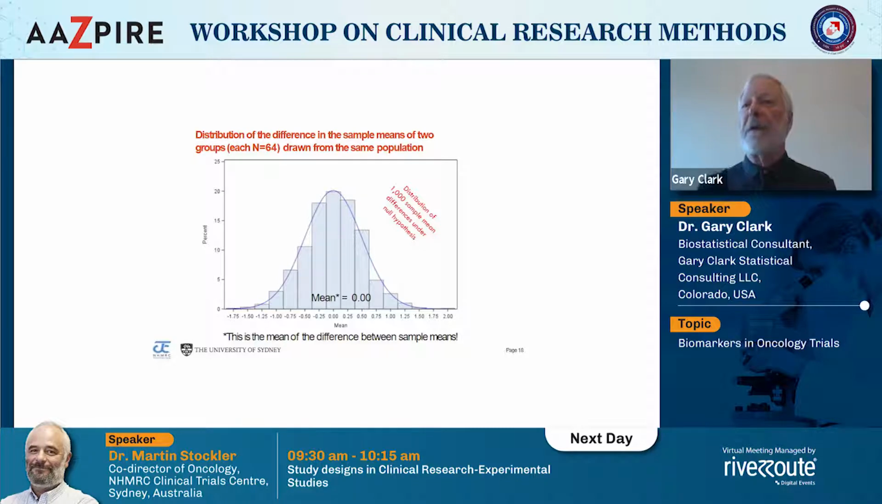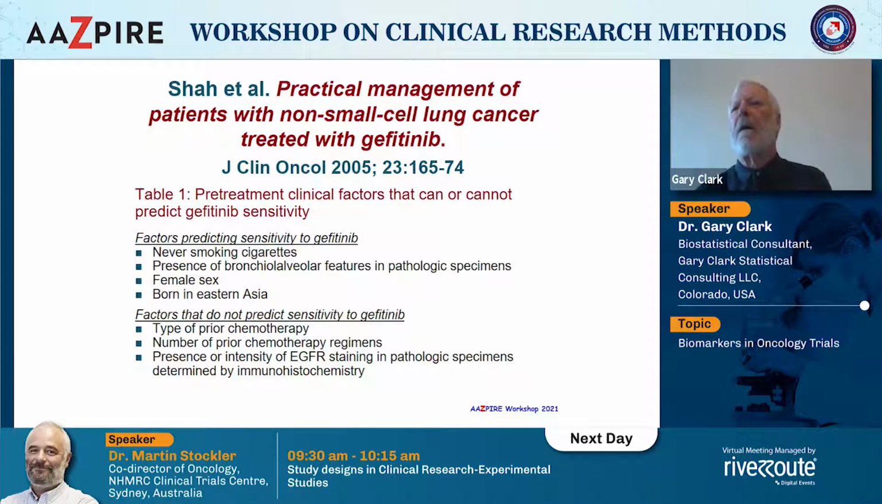So those were nice made-up examples that I gave you. The question is, is the issue of prognostic versus predictive really a problem in practice? Let me give you a real-world example. Back in 2005, when EGFR inhibitors were first starting to be evaluated, there were some papers published in the literature. Here is one from the Journal of Clinical Oncology, a nice reputable journal, entitled Practical Management of Patients with Non-Small Cell Lung Cancer Treated with Gefitinib, an EGFR inhibitor.